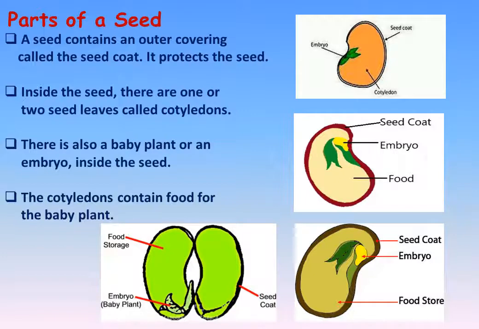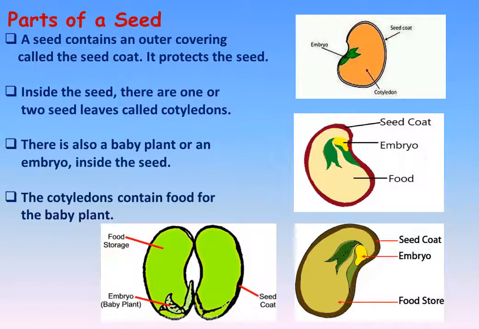There is also a baby plant, or an embryo, inside the seed. Just like our mother carried us inside her womb, there will be a baby plant inside the seed. You can see it in all four pictures. There is a small leaf that is called the embryo. Embryo, E-M-B-R-Y-O. It is present inside the seed.